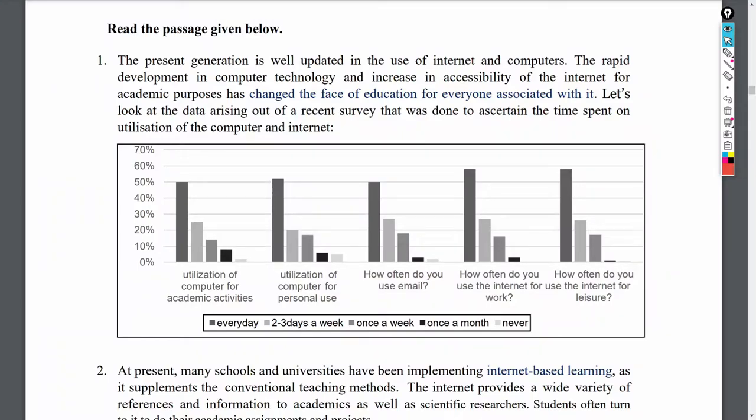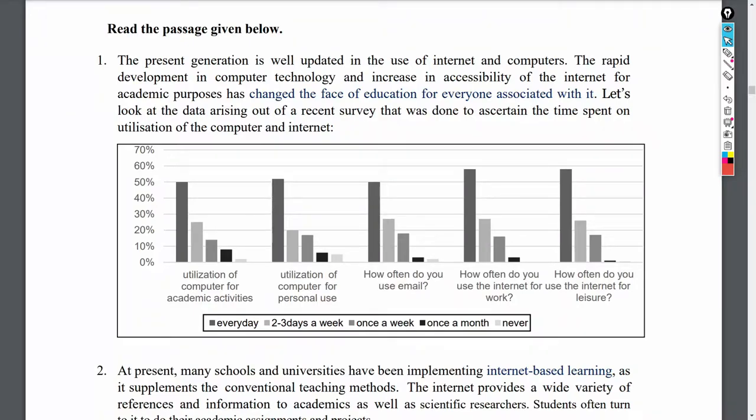This symbol is for everybody. This white one is 2-3 days a week. This symbol is once a week. And this one is for a month, and this one is for never. Utilization of computer for academic activities. Utilization of computer for personal use.